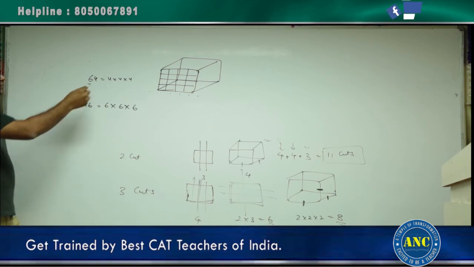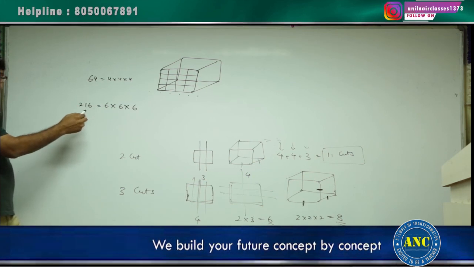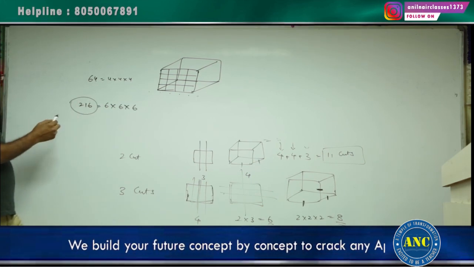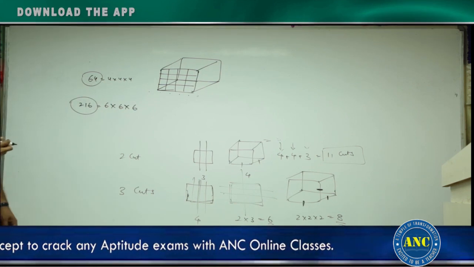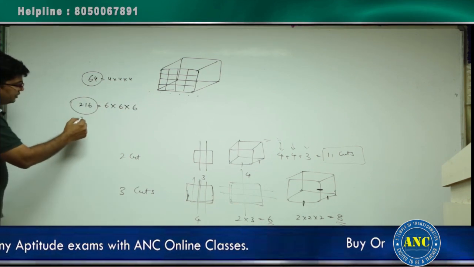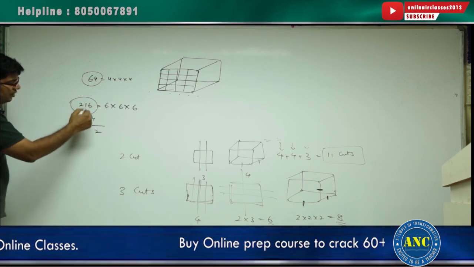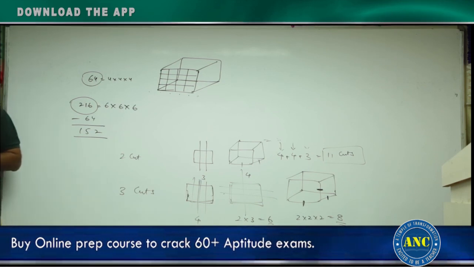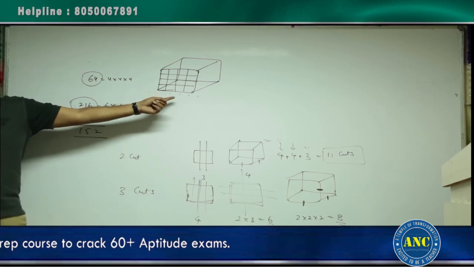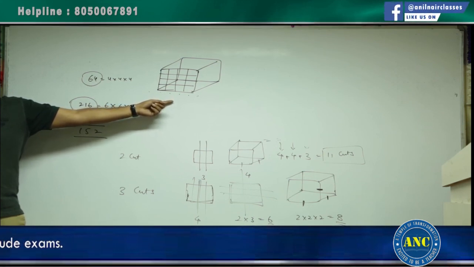How many cubes do you require to do that? So this is inside, this is overall. Overall you need 216 cubes. Already inside you have 64 cubes. So how many new cubes do you require to do this? 216 minus 64. How much is that? 6 minus 4 is 2. 152. You need 152 more cubes to cover this entire cube. Can you imagine that? Very good.